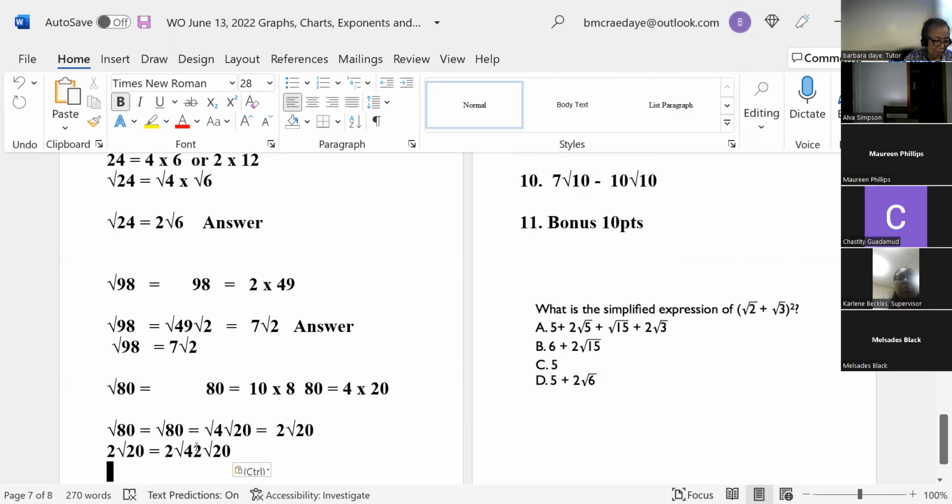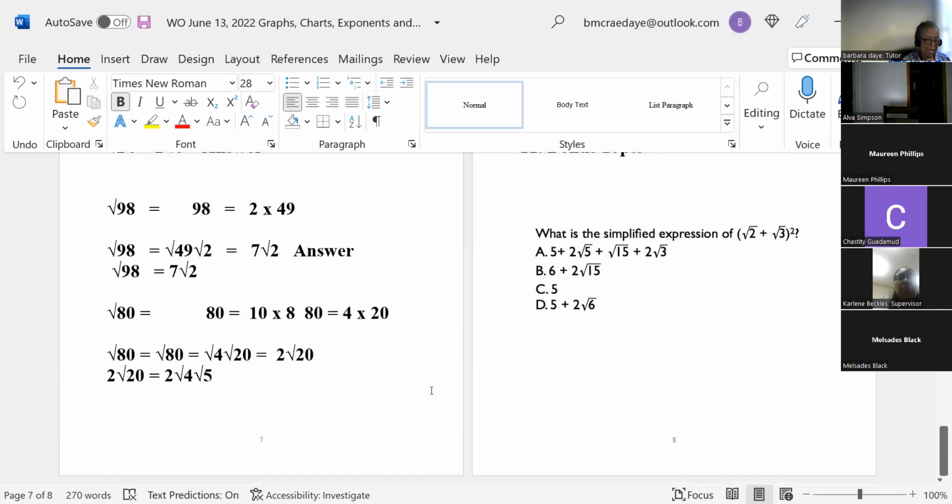And the 5. Right? So we factor the square root of 20 into the square root of 4 times the square root of 5. Now, you're right, Maureen. What is that equal to?